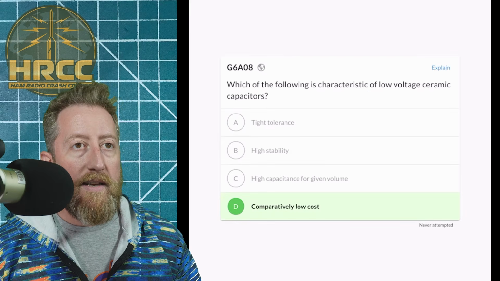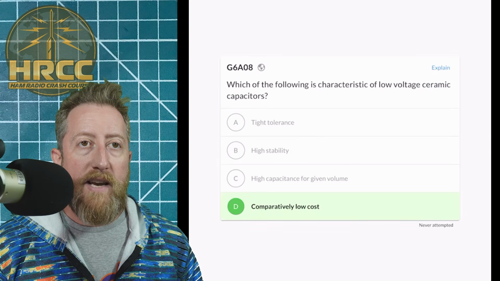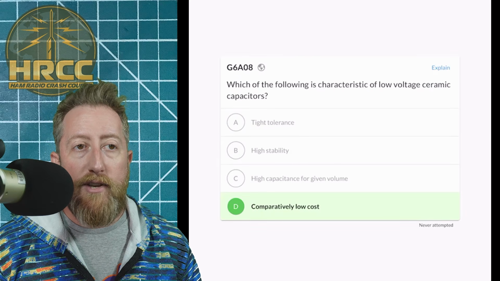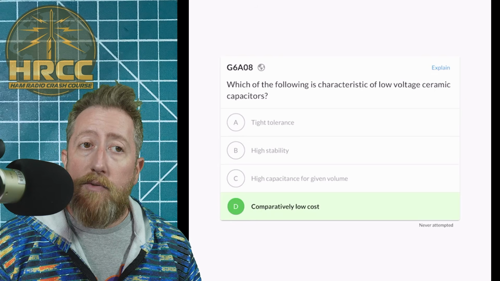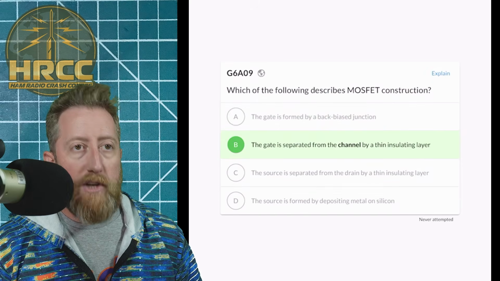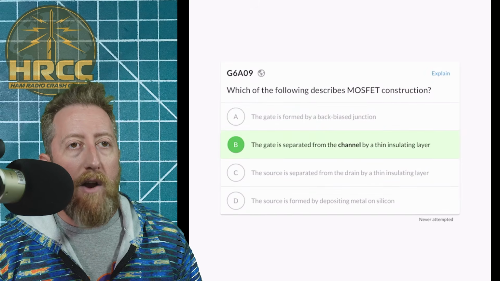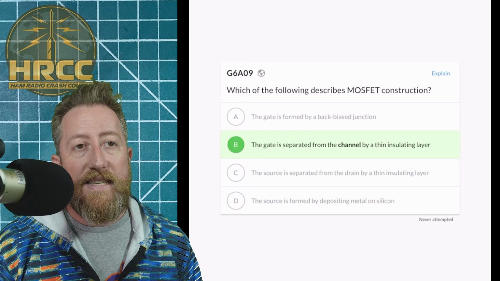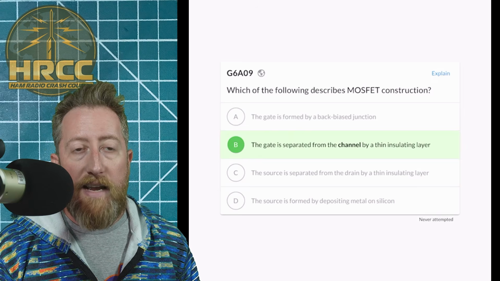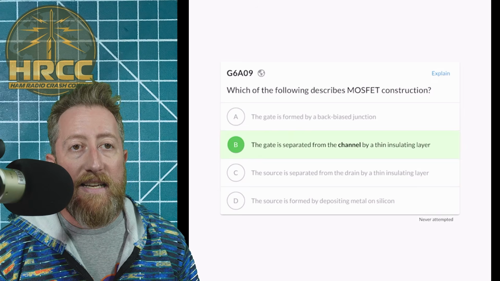Question 8, which of the following is characteristic of low voltage ceramic capacitors? D, they're cheap, comparatively low cost. Question 9, which of the following describes MOSFET construction? B, the gate is separated from the channel by a thin insulated layer.